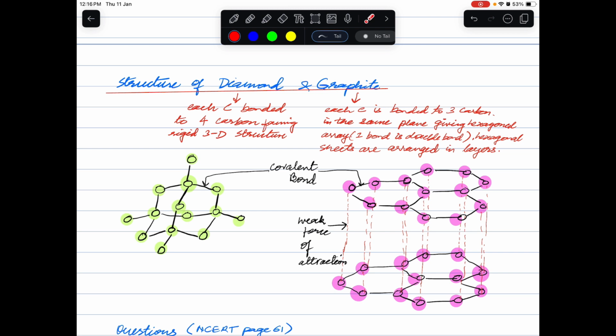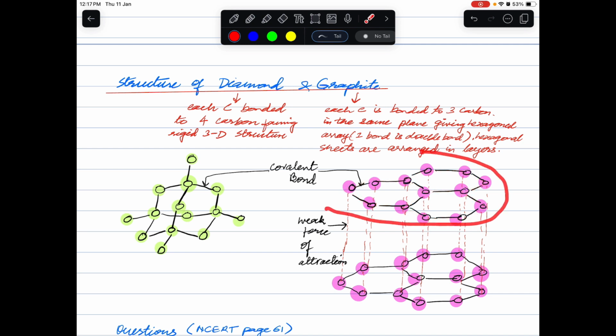Now in case of graphite, each carbon is bonded to three atoms in the same plane, giving a hexagonal array. So here this is one carbon, and it is connected to three other carbon atoms with three covalent bonds. Sometimes you may get one of the bonds as a double bond, but the fourth electron is most of the time freely available on every carbon. So every carbon has three covalent bonds, and these carbon atoms are arranged to give hexagonal rings. These hexagonal rings are connected together to give a layered structure.